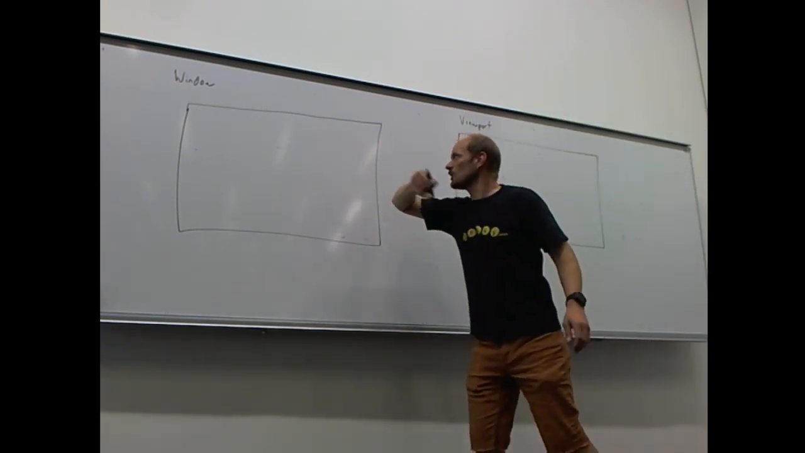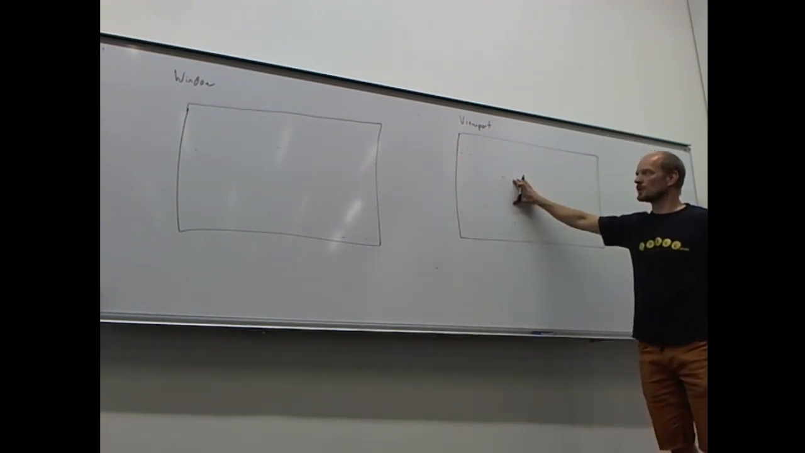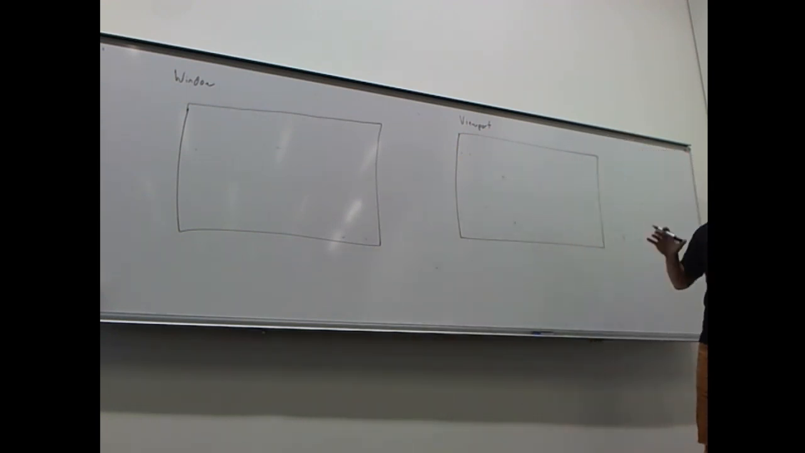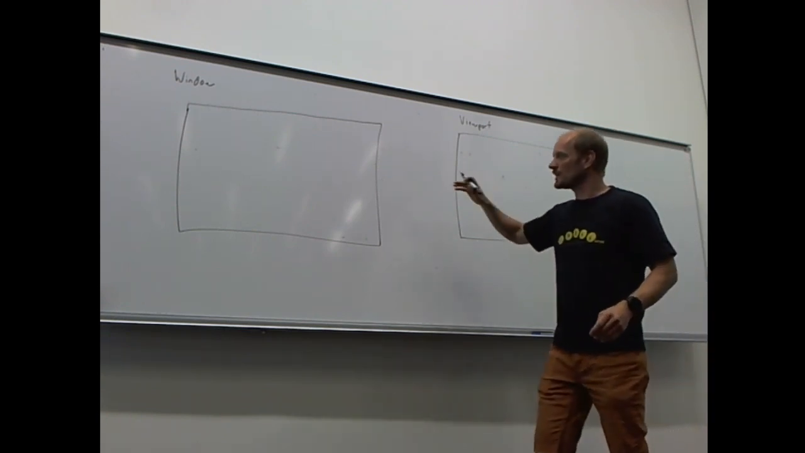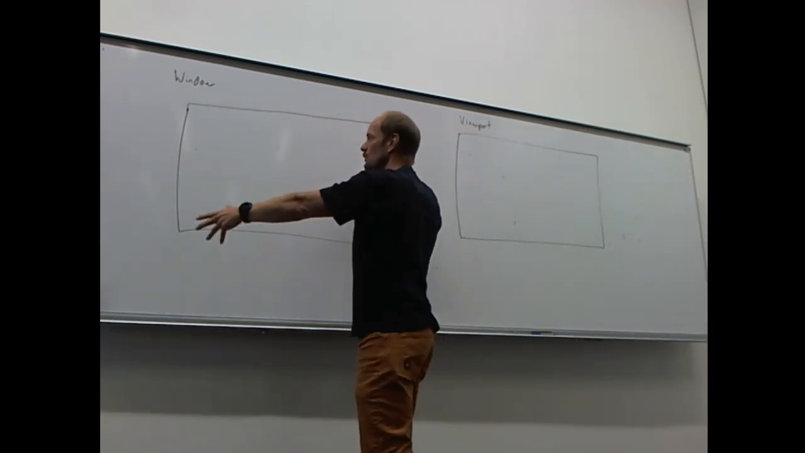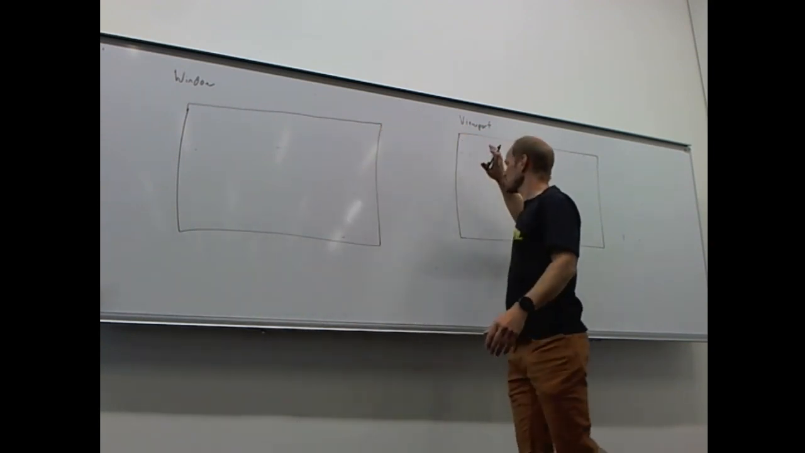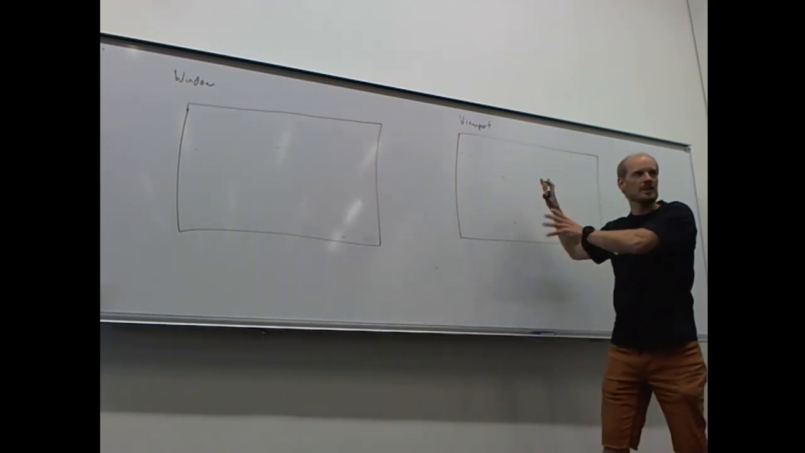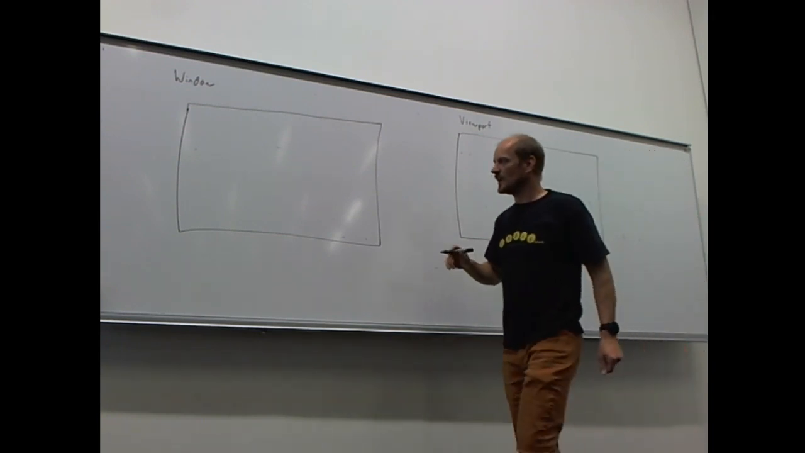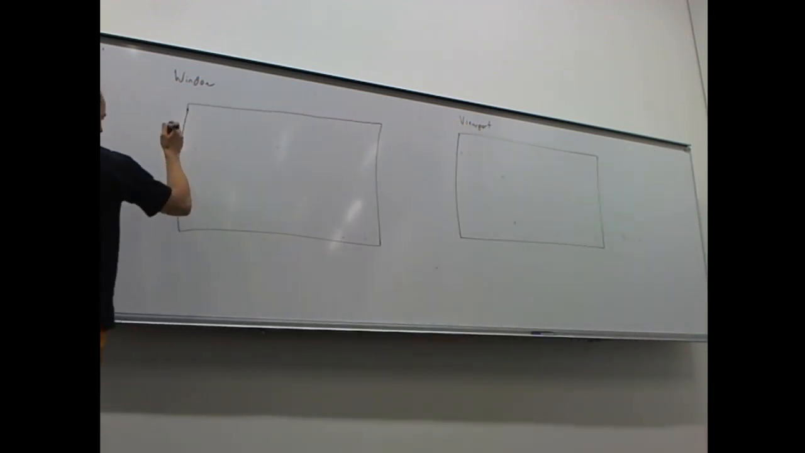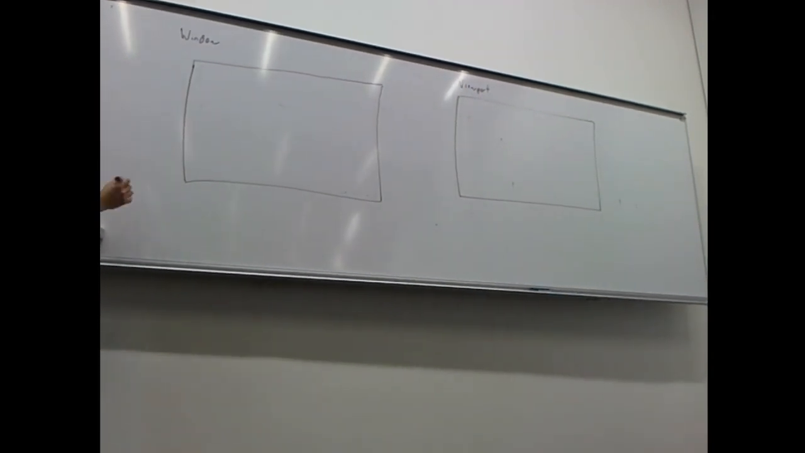So I have the window, I have the viewport, and these are completely different kinds of areas. One is what we're looking at our arbitrary world through. The other one is just actual pixels on the screen. And I'm going to throw in a few positions on this.